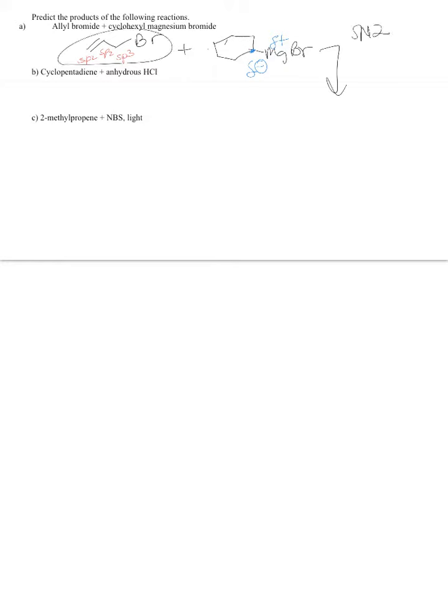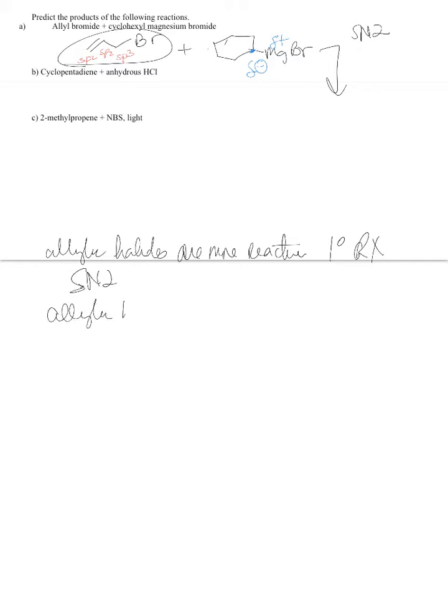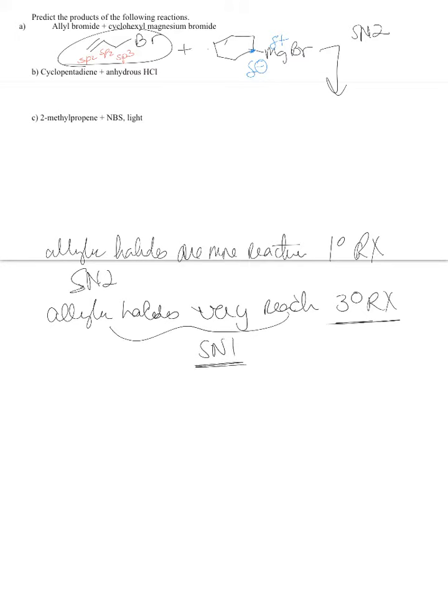Now, just so you know, allylic halides are more reactive than primary alkyl halides for SN2. And allylic halides are actually very reactive as tertiary alkyl halides in SN1. Allylic halides will actually go SN1 as well, and that's because of the resonance stability. So they do it both.